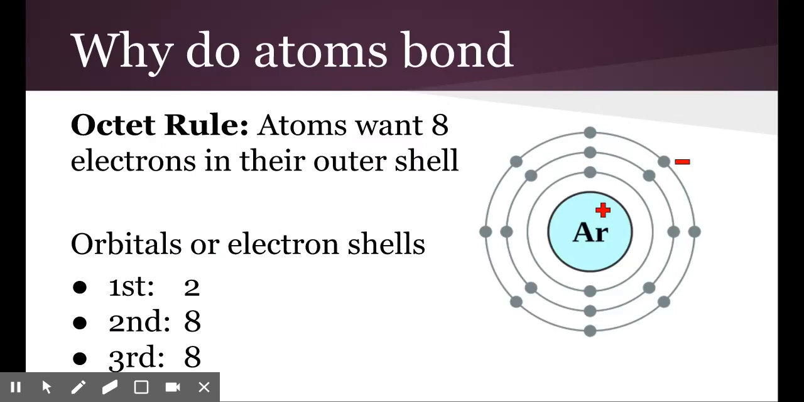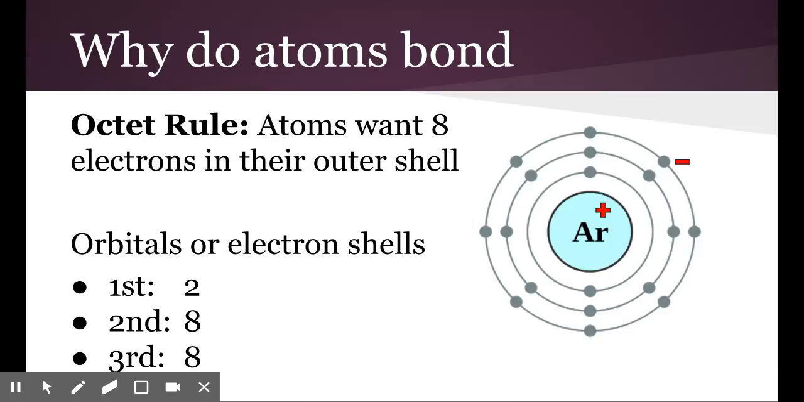Why do atoms bond? Atoms want to fulfill what's known as the octet rule. If you are familiar with geometry, your octagon, oct means 8. So atoms want to have 8 electrons in their outer shell. This outer shell has also been referred to as the valence shell, VALENCE. And they want to have 8 electrons in there. This allows the atom to be in its most stable form, and that's what atoms are essentially seeking.